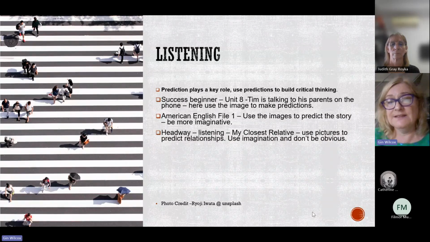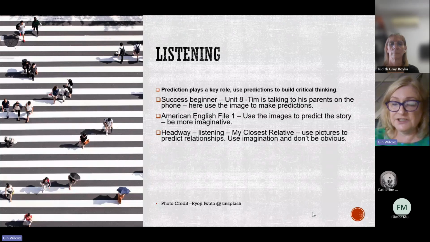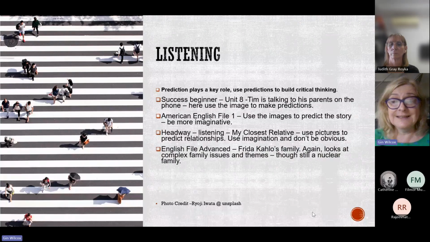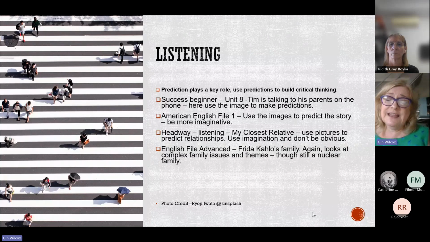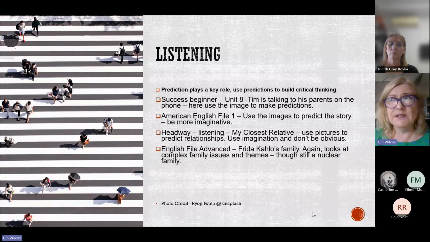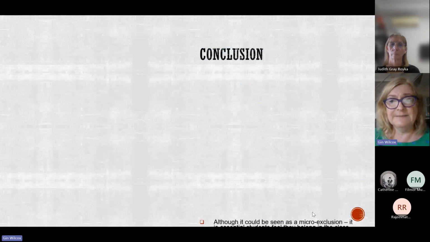Headway listening, My Closest Relative, again, use pictures to predict relationships and try and encourage the students to use their imagination and not be obvious. And English File Advanced is quite good. It looks at Frida Kahlo's family, which has complex issues and themes, though it is still mostly a nuclear family.